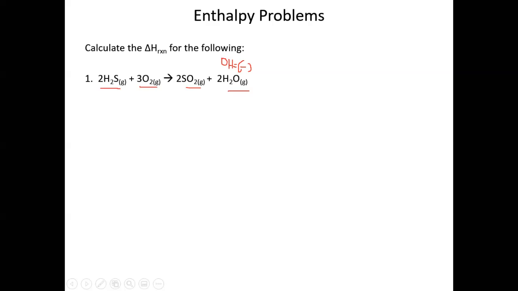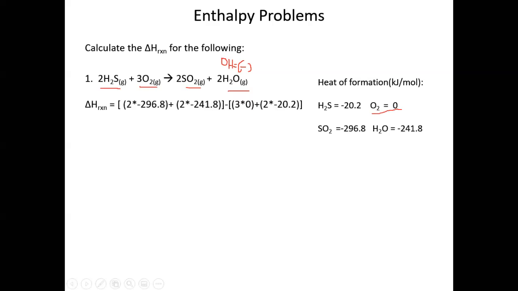So the first thing you need is always a balanced chemical equation, which is what we have. And then you need to look up the heats of formations. Again, O2 is 0 because it's in its standard form. And then we look up the other heats of formations from the table. So we set it up.